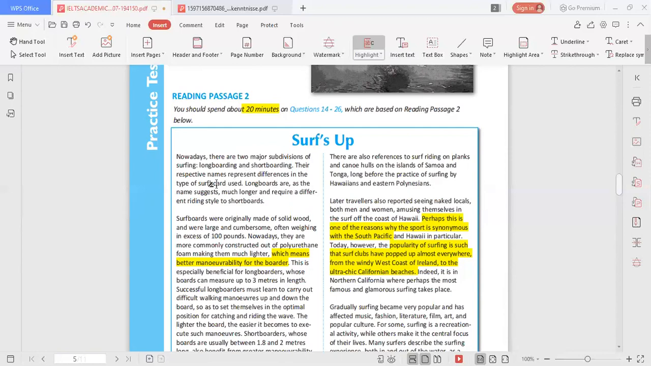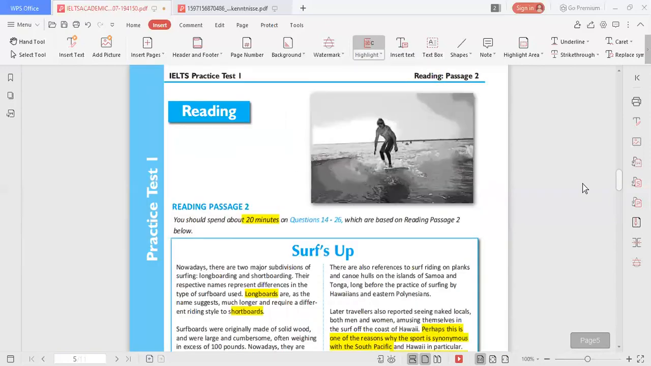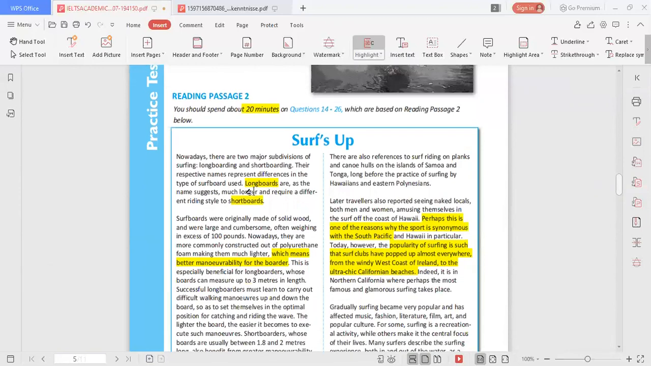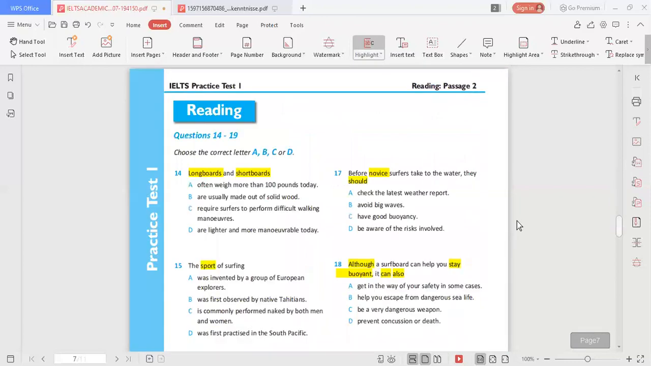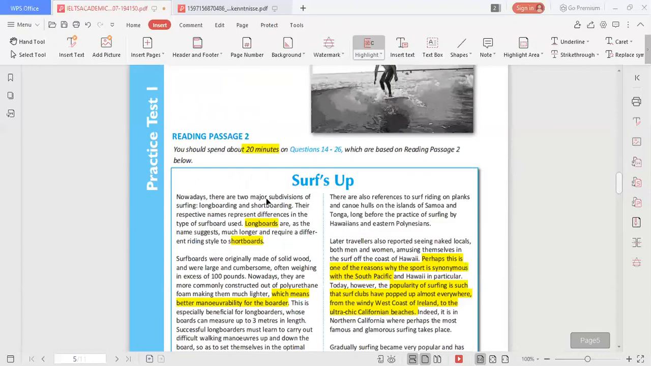So here we have the longboards, and then we've also got the shortboards. You've seen the keywords here already, so you can try and read the sentence and see if you can match it to any answer possibility here. Often weigh more than 100 pounds, are usually made of solid wood, require surface to perform difficult walking maneuvers, are lighter and more maneuverable today. So you want to read that sentence, make sure an answer is captured here.